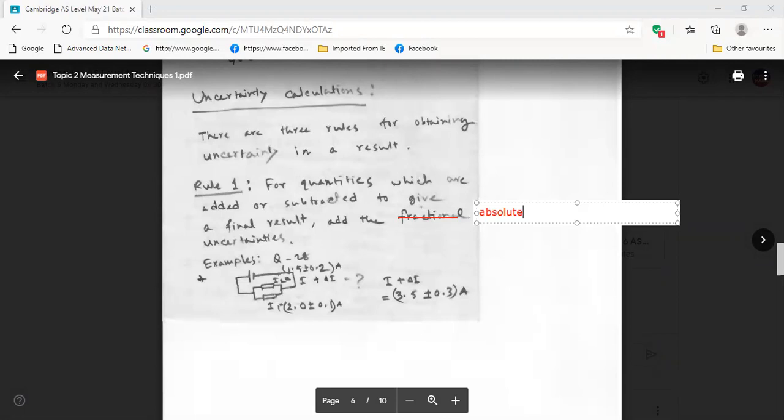So here you see I don't have any problem with my spelling. You wrote this heading, uncertainty calculations, and you wrote topic 2 measurement techniques, and right here rule 1. Before writing the rule, you just understand it. Then you write the rule.